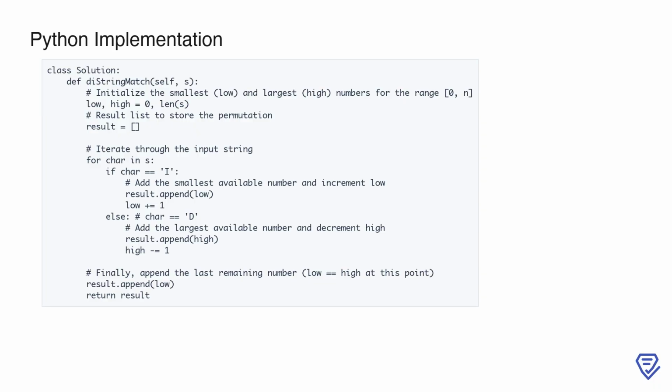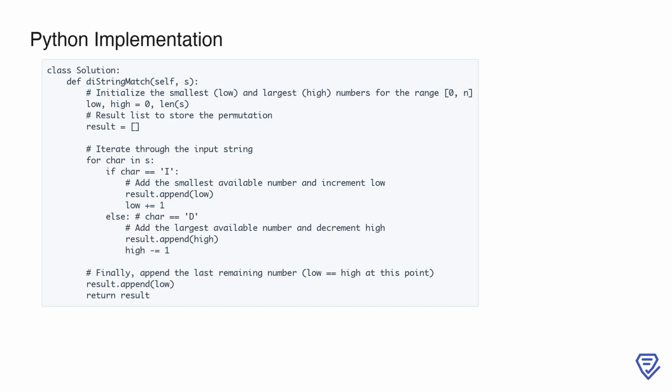Efficiency. Time complexity, O(n), where n is the length of the string s. The algorithm processes each character of s exactly once. Space complexity, O(n plus 1), for the result list.